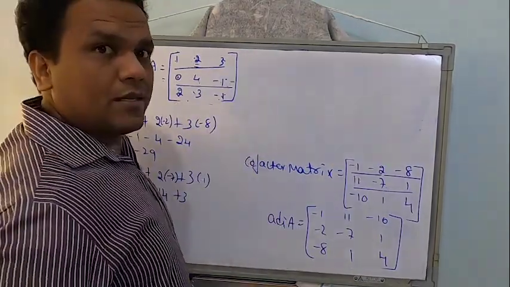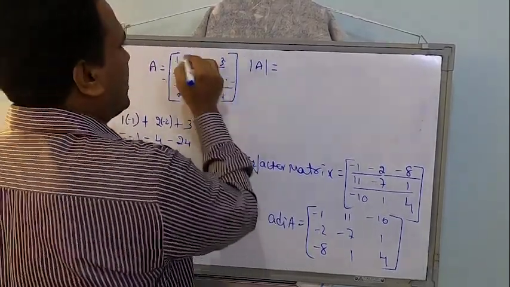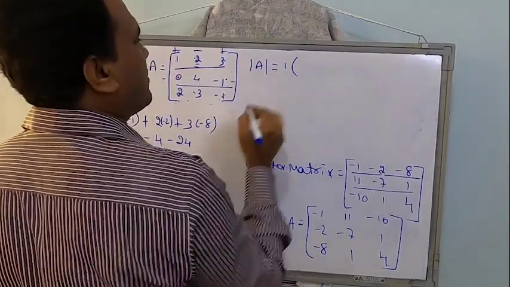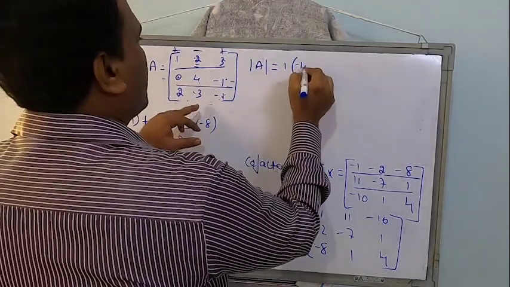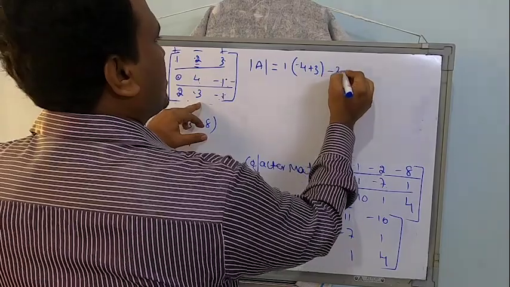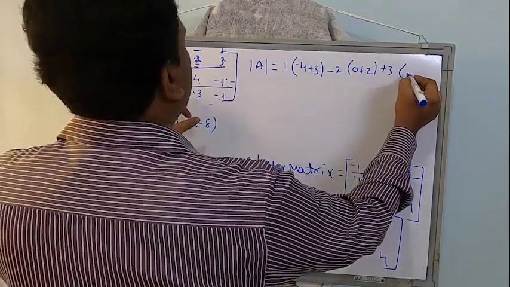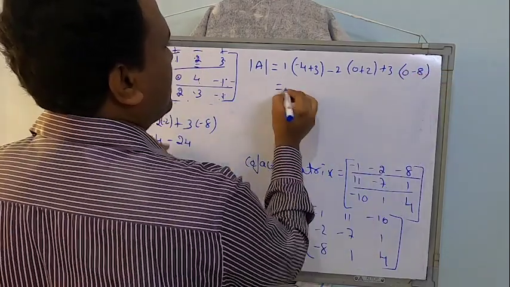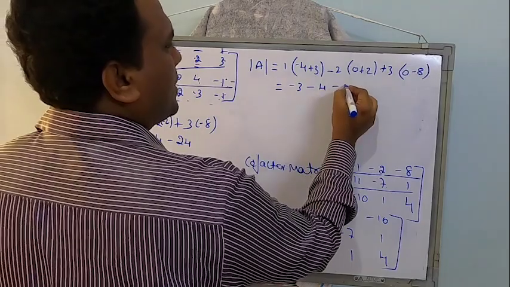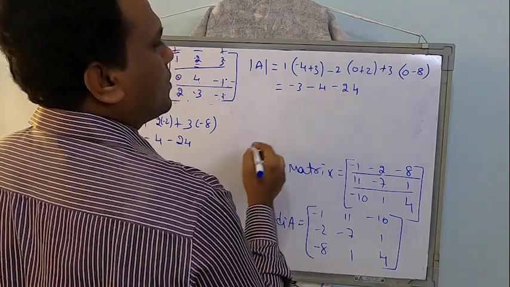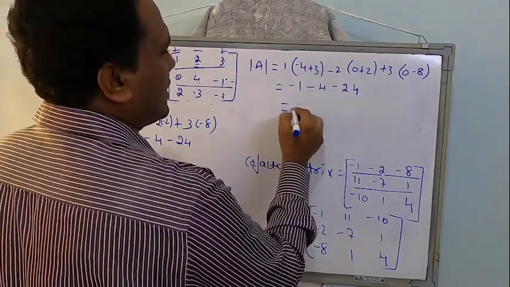Now, a matrix is given to us. Let me take the determinant of this matrix directly. So it's going to be plus minus plus. So 1 multiplied by, how much it's going to be? Minus 4 plus 3. Then minus 2 multiplied by 0 plus 2, plus 3 multiplied by 0 minus 8. Let me simplify this. So it's going to be minus 3 minus 4 minus 24. Okay. Sorry, this is just minus 1. That's it. Fine. So what's the answer will be?